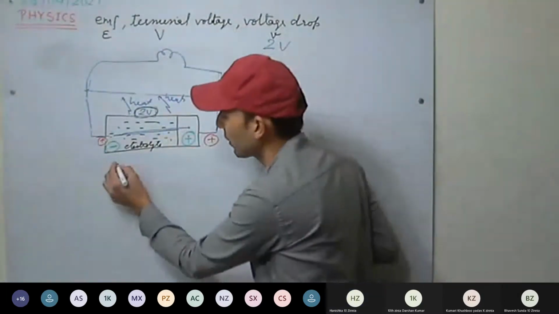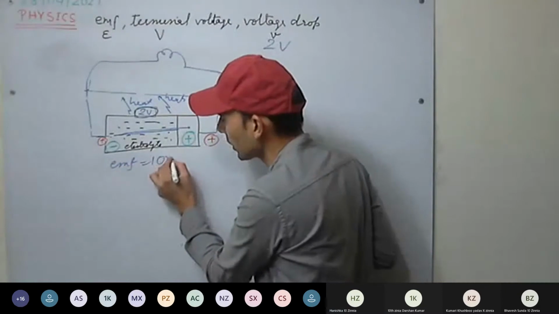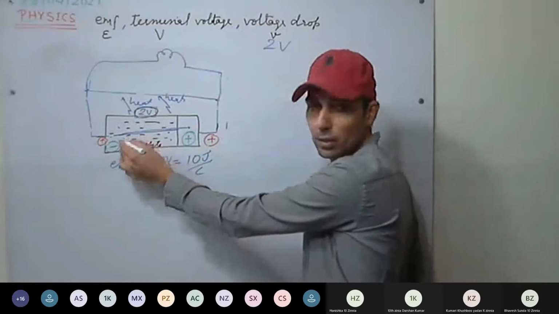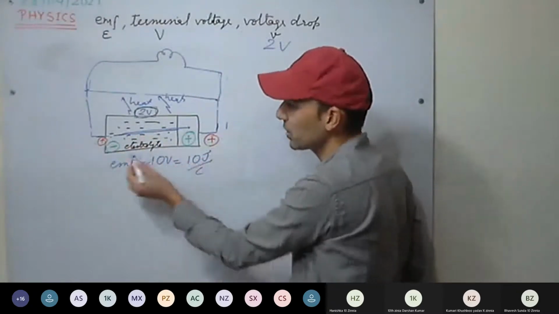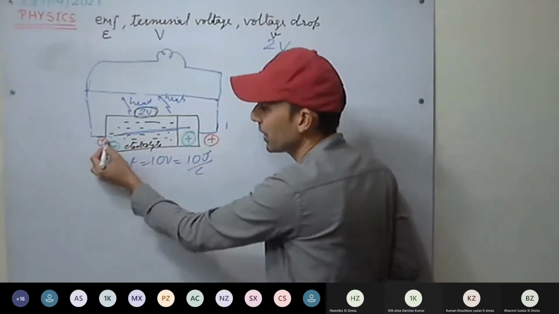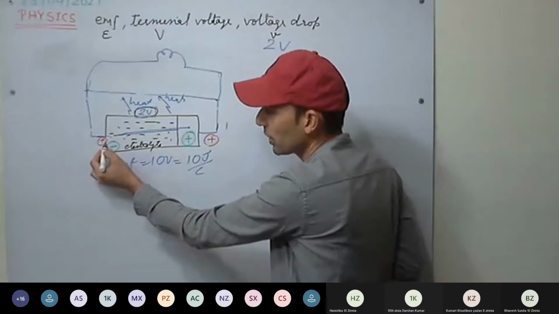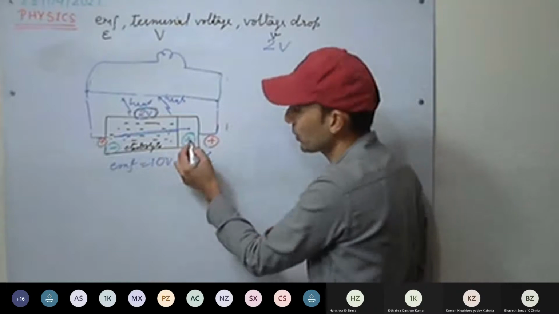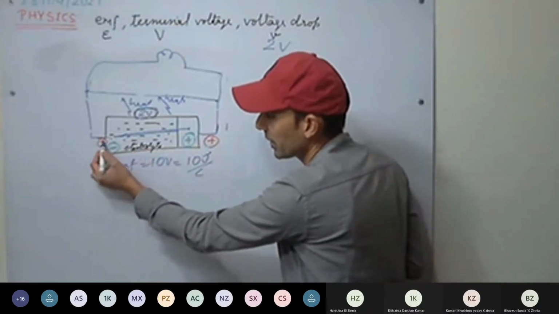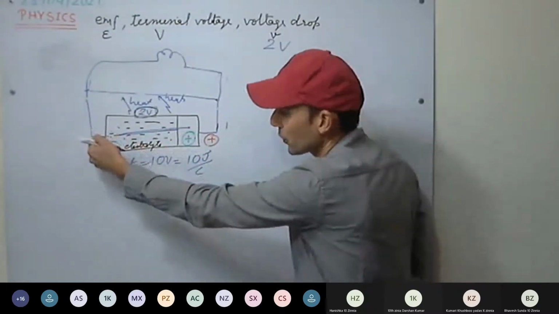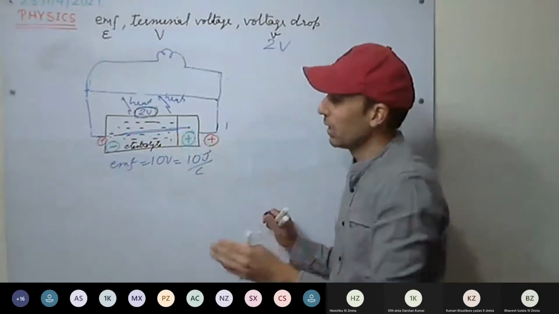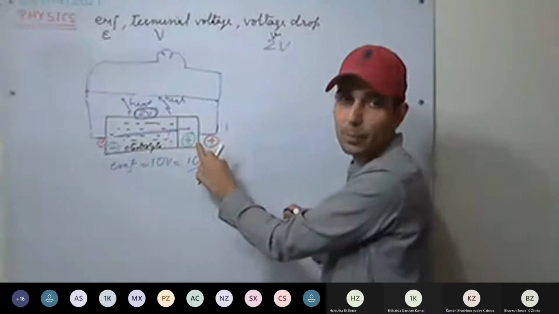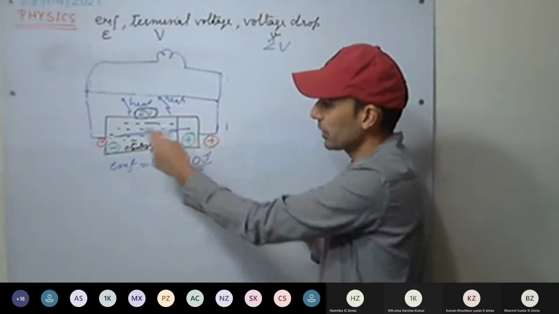So for example, EMF is how much? 10 volt, that is 10 joule per coulomb. This much energy is supplied to the positive charge, or this much work is being done on this positive charge to push it from the negative terminal to the positive terminal inside the cell. Because positive and negative attract, positive and positive repel. Therefore, to transfer it, we have to do the work on this positive charge to make it move towards the positive terminal of the battery, because positive repels.